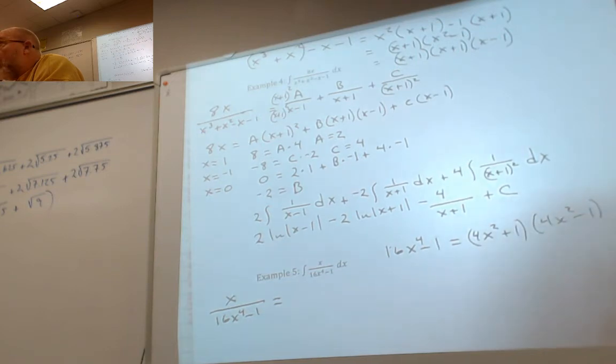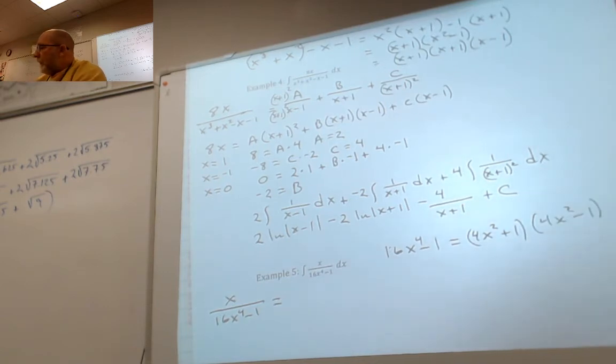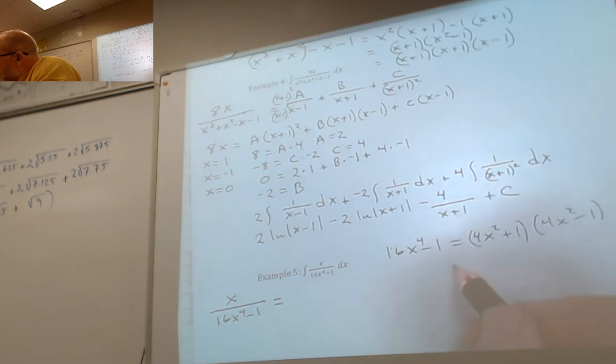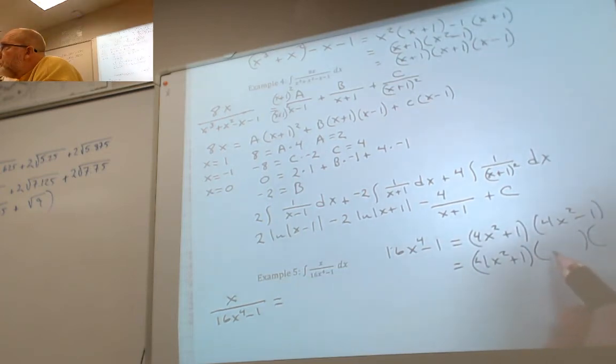Would everybody agree? All right, now, is it completely factorable? Have I factored everything? No, I can do this now too, can't I? So I'm going to get 4x squared plus 1 times what over here? 2x minus 1 and 2x plus 1. Correct.